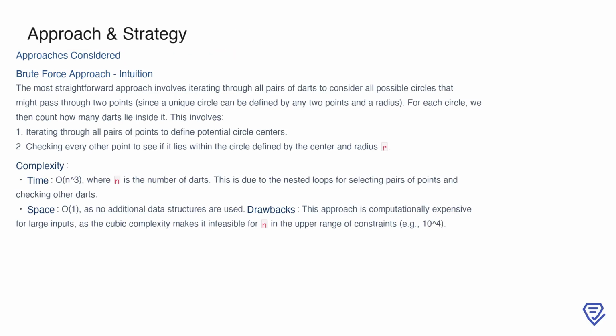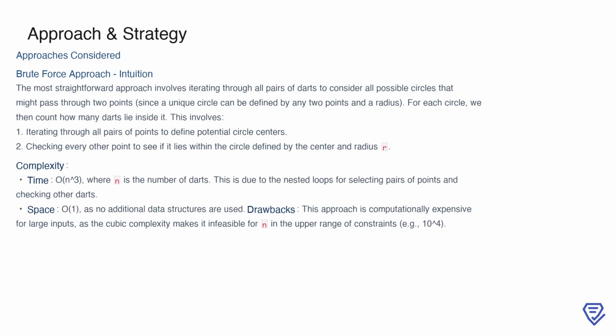To start, let's consider the brute force approach, which is the most intuitive way to tackle this problem. The idea is based on the fact that a unique circle can be defined by any 2 points and a fixed radius. Using this, we can iterate through all possible pairs of darts to identify potential circle centers. For each of these circles, we then determine how many darts lie within the circle by checking every other dart. While this approach is straightforward, it involves a nested loop structure, one for selecting pairs of darts to define potential circles and another for counting the darts inside each circle.